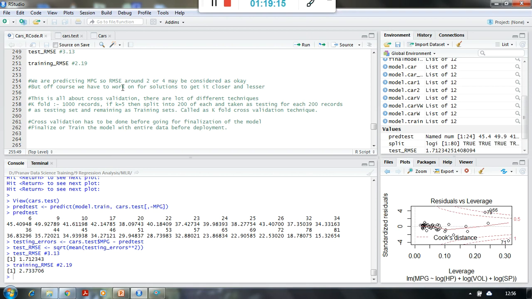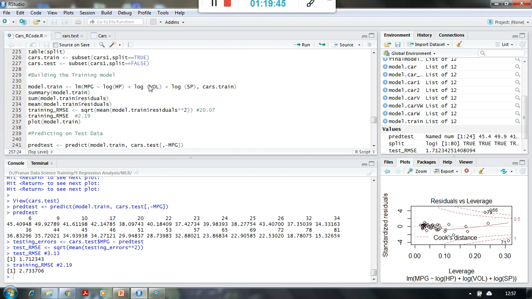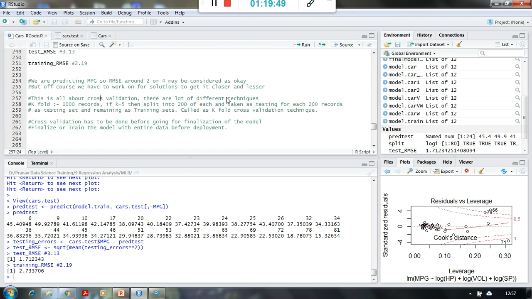Okay, but of course we have to work on the solutions to get the errors closer or lesser. So maybe if we try more transformations and do some different tricks, which we are going to learn eventually, then probably we can take these figures down to maybe 0.7, this down to maybe 1.7. That is possible, right? And of course, the splitting which we have used over here is a random split, but there are different splitting techniques also available.